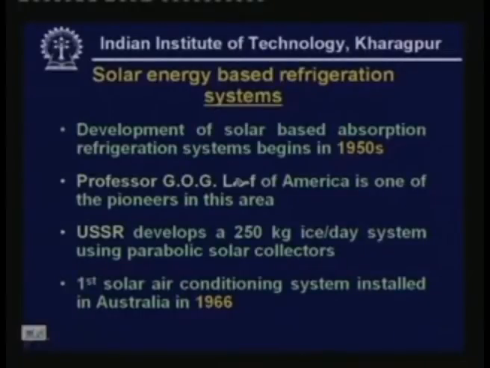And the first solar air conditioning system, that means solar energy was used to run a refrigerant system which was then used for providing air conditioning, was developed in Queensland, Australia in 1966.